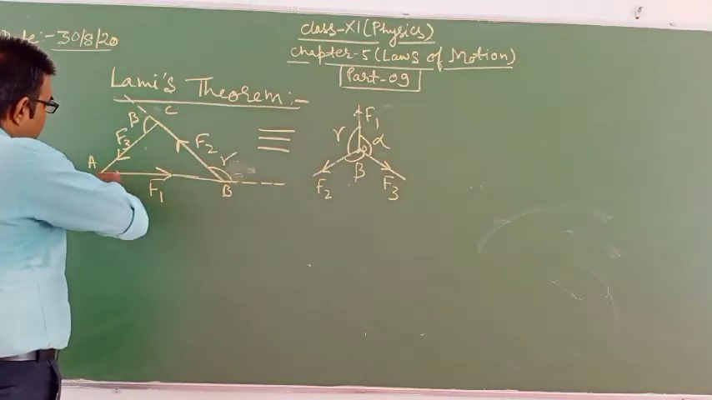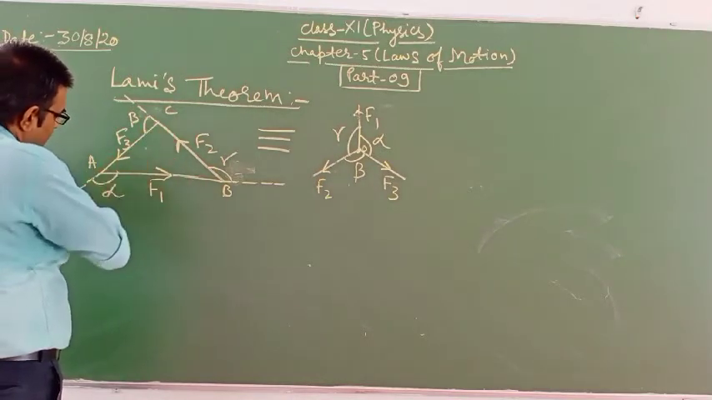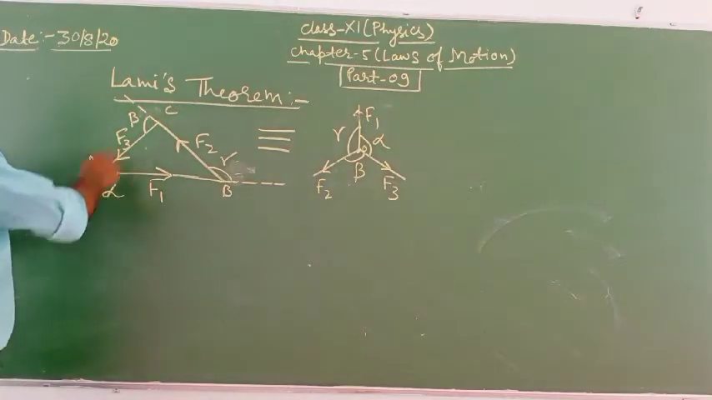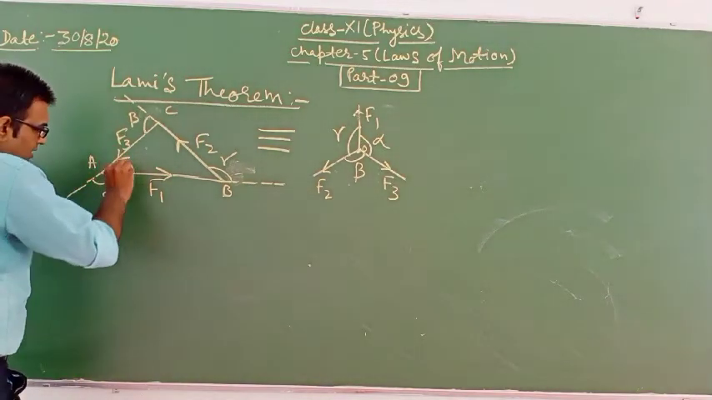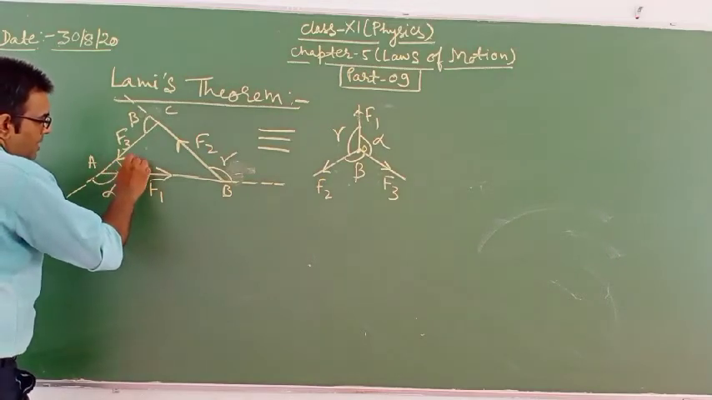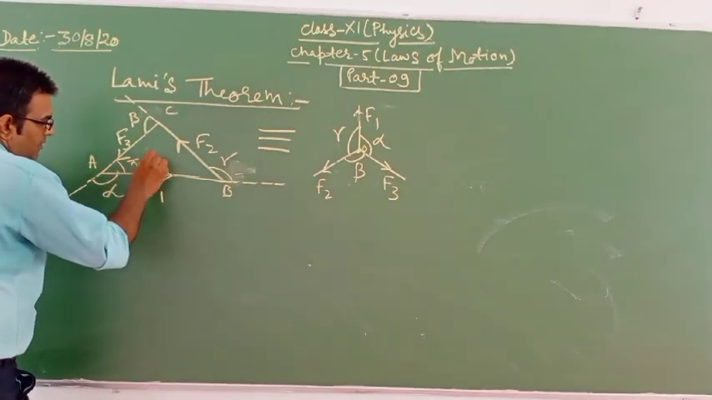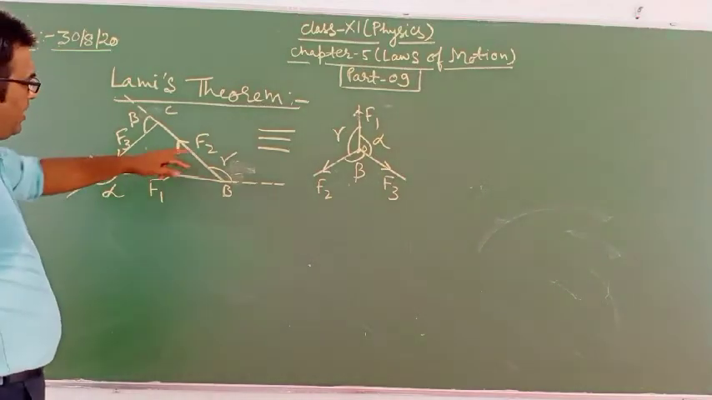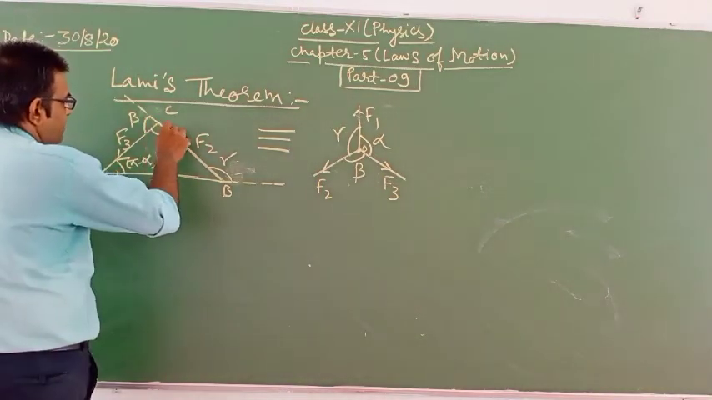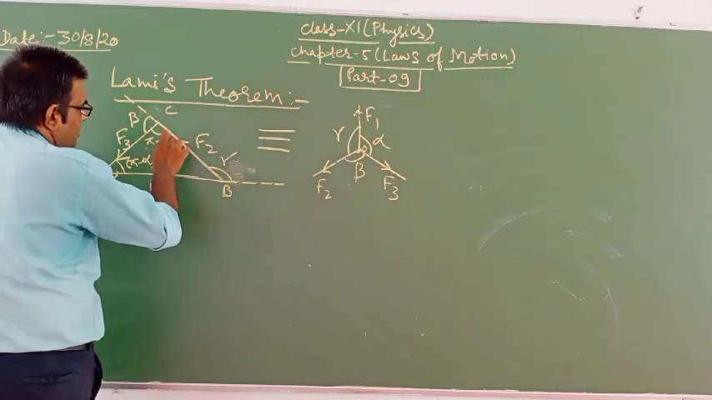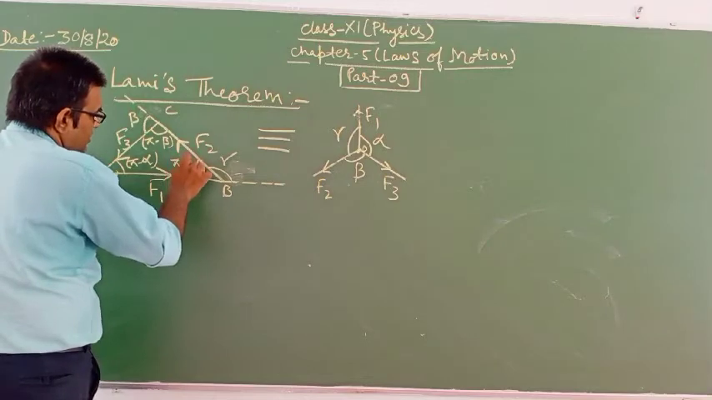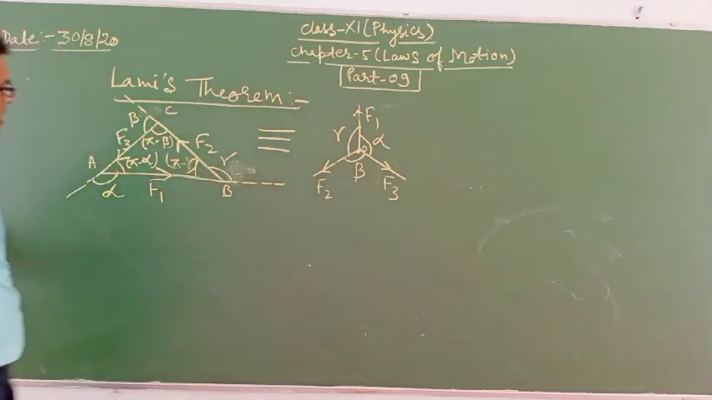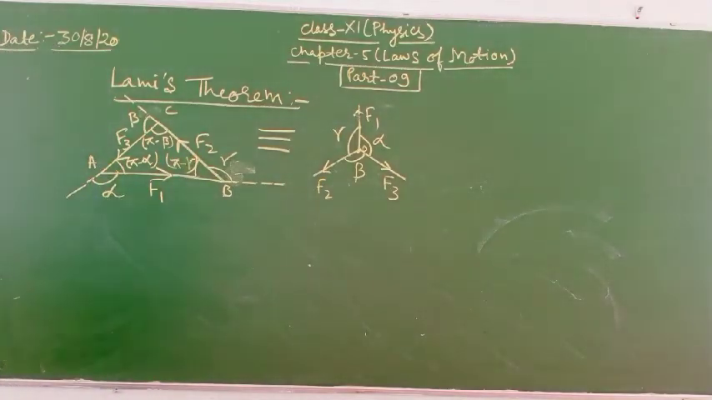Now look here. This is a straight line, and these angles are supplementary angles. So we can write this angle as pi minus alpha, this angle as pi minus beta, and this angle as pi minus gamma.